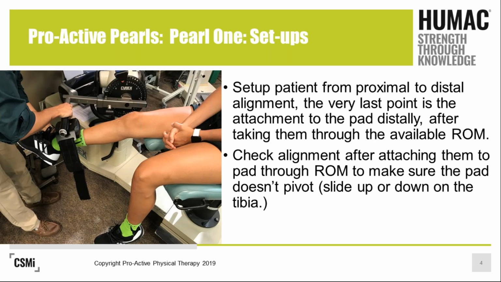So when I talk about setups, I always talk about setting the patient from a proximal to distal alignment. And really what that means is if someone's sitting, you want to look at their alignment of their back and pelvis first, and then their hip position, and then their thigh length. Then you want to look at the knee. So that's when we're going to adjust the axis of rotation. And then finally, we're going to adjust the pad to where it should be placed on the tibia.